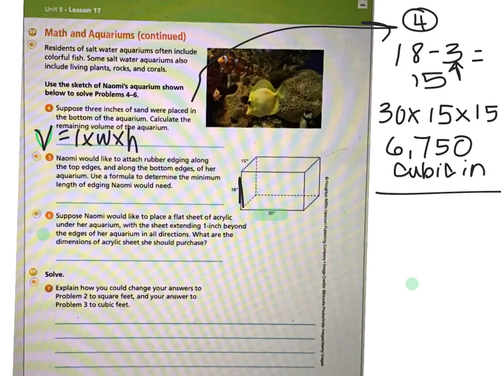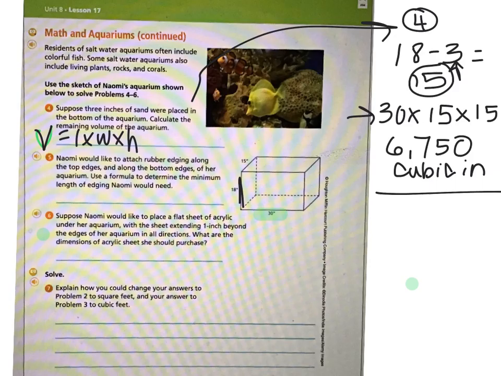So we have the sand, and then we have to subtract the height of the sand, which was 3 inches, from the tank height, which gave us 15. Then we multiplied the length times width times the new height, which gave us 6,750 cubic inches.